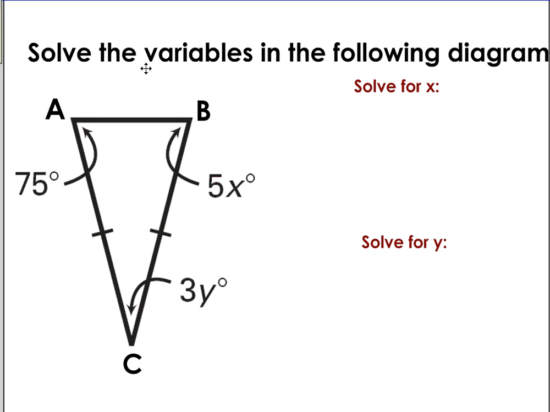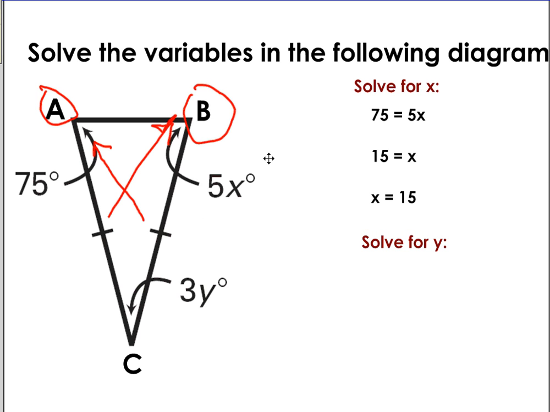For this next question, it's asking you to solve for the variables in the following diagram. We have a triangle with two congruent sides, and we have some measures given to us. Since we have two congruent sides, the base angles have to be congruent, and our base angles are the angles opposite our congruent sides. So angle A and angle B will have to be congruent, which means we can set up an equation to solve for x. We can say that 75 is equal to 5x. We divide both sides by 5, and we find that x is equal to 15.